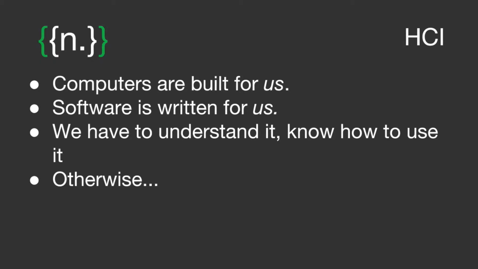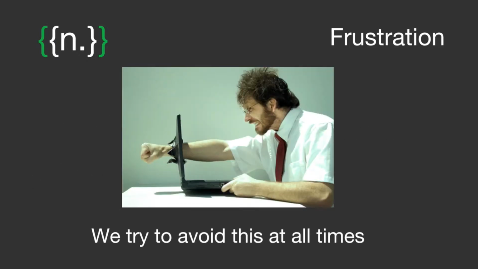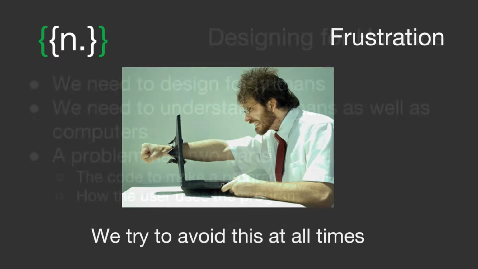The first thing you need to think about when we talk about HCI is the fact that computers are built for us. And when I mean us, I mean human beings. The software on them, the programs, the operating system are all written for us. We have to understand them and we need to know how to use them. And if this doesn't really work in the way we think, we get a little bit frustrated. So one of the goals of HCI is to avoid frustration at all times.